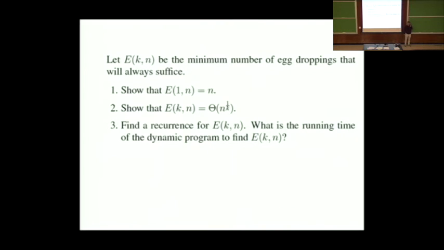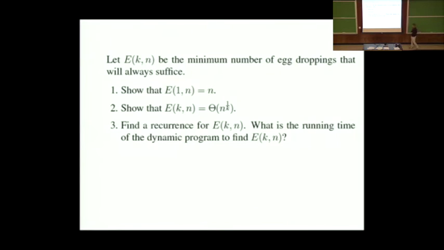Okay? So this is a cool problem. I like it. But it has nothing so far to do with dynamic programming, does it? Now what I want you to do, though, is the last part, which is very interesting to me. It says, find a recurrence for E_k(n) that gives you an exact value. E_k(n) is the minimum number of droppings that always suffice. Can you give me a recurrence relation that will tell me exactly how many droppings suffice if I've got k eggs? Any questions about what we want to do?